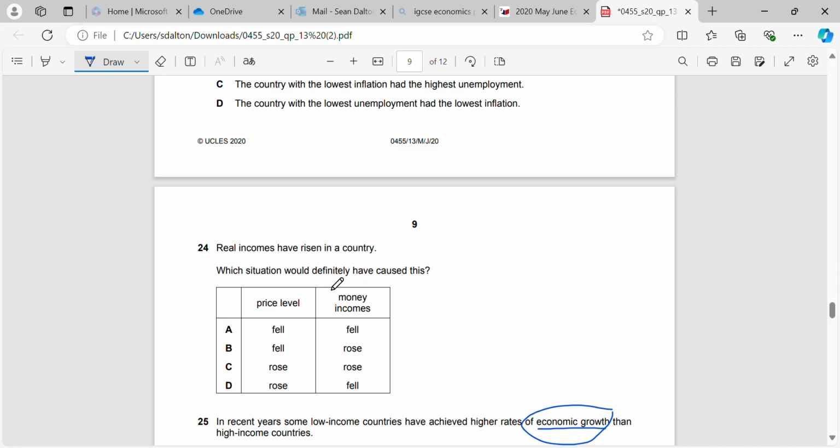Okay, real incomes in a country have risen. What situation would definitely have caused this? Okay, so what would cause real incomes to go up? If we have deflation, the purchasing power of individuals will increase, the real value of money will increase. So we're looking for price level to go down, and we're obviously looking for salaries or money income to have increased. Okay, so which situation matches that? That will be B.